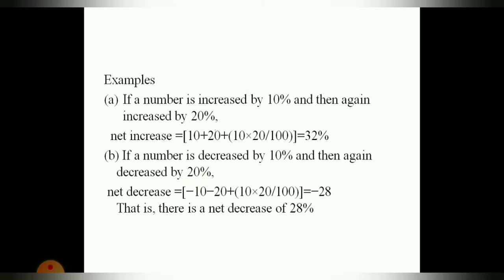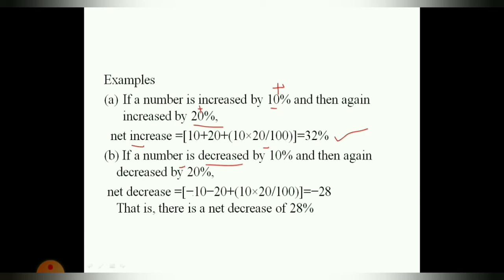If a number is increased by 10 percentage and then again increased by 20 percentage, then net increase. As both are increasing, we have to give plus signs, plus 10 and plus 20. So plus 10 plus 20 plus 20 into plus 10 divided by 100 is equal to 32 percentage.